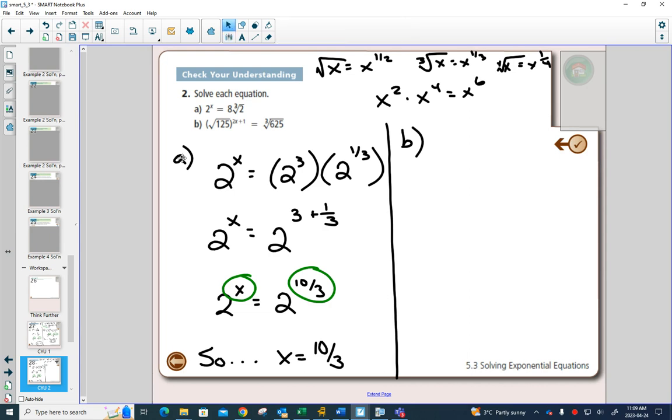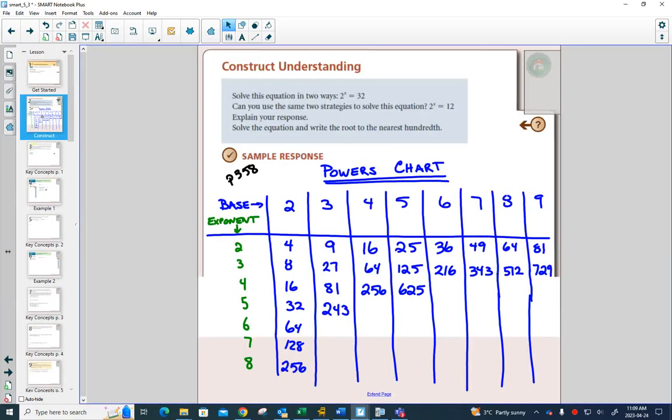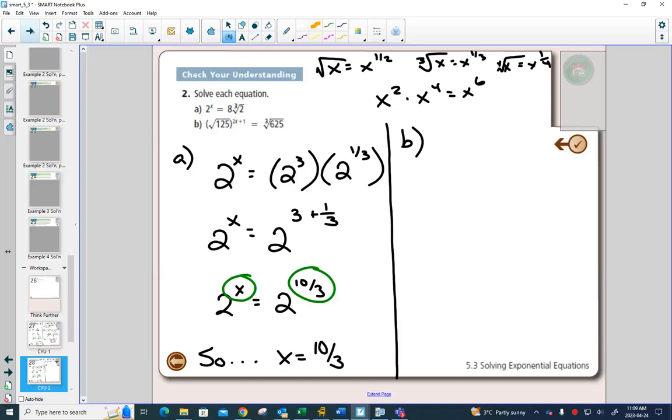Part B is going to involve a lot of rules. First of all, we look at the numbers, 125 and 625. We go back to our powers chart and say, do those numbers ever appear in the same column? Yes. They're both powers of 5. So I'm going to take my time on this one. I'm going to change 125 to 5 cubed and leave everything else the same. And I'm going to change 625 to 5 to the 4.